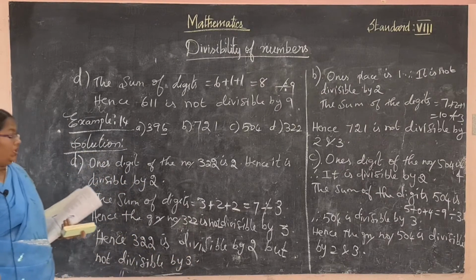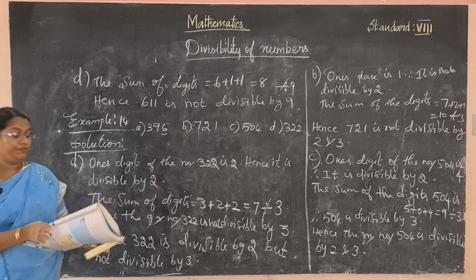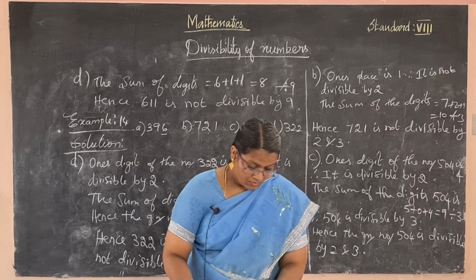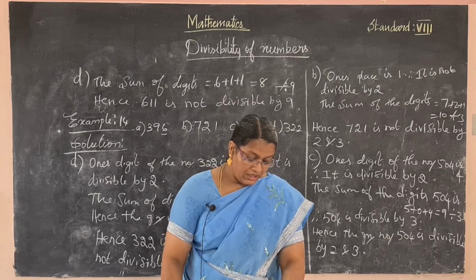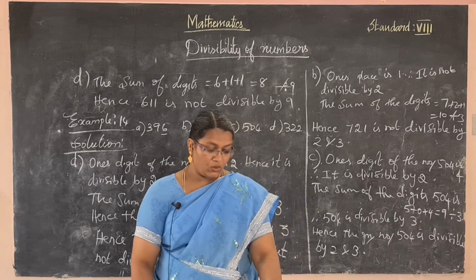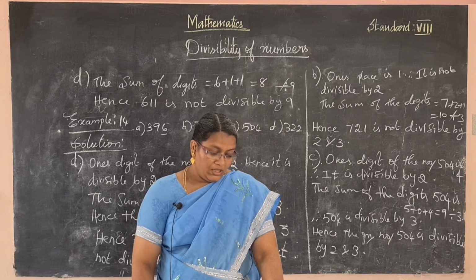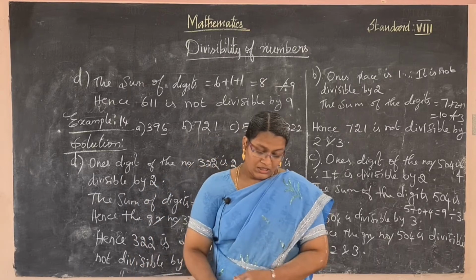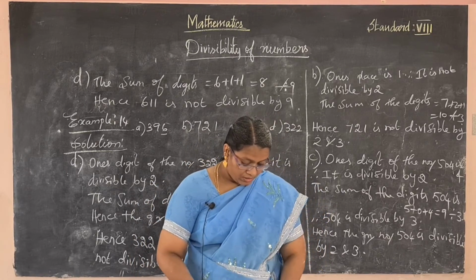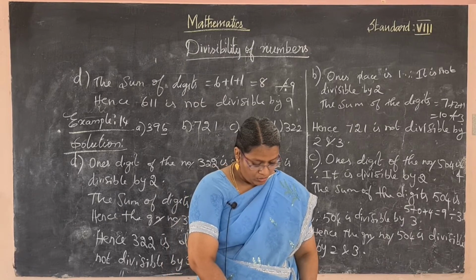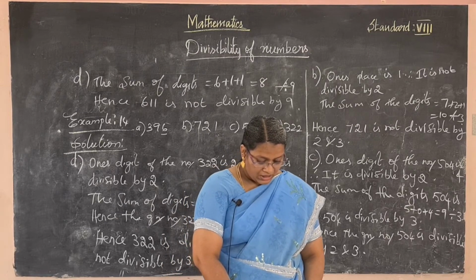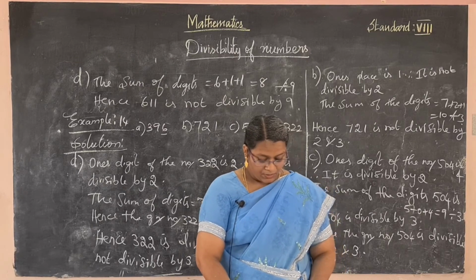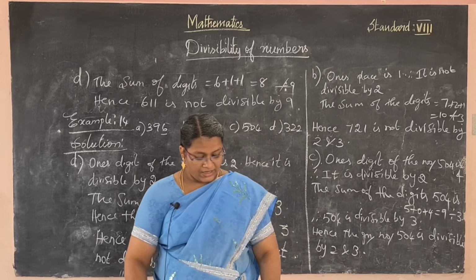Okay, and next one, example 15. Find the least digit which can replace the question mark in the given numbers. Okay, that we will see in the next class. See exercise 4.2. Complete the following table with yes or no. Some numbers are given and divisibility by 2, 3, 5, 6, 9, 10 is also given.